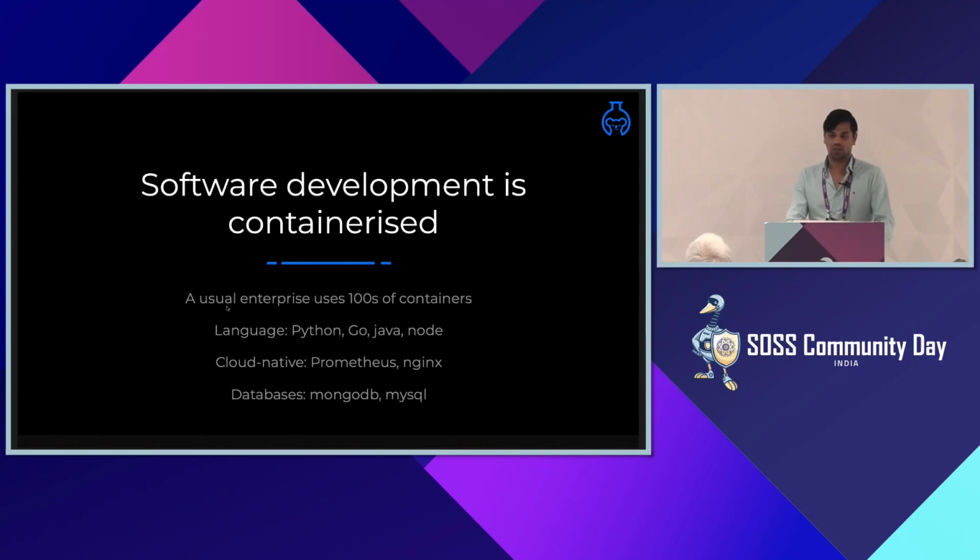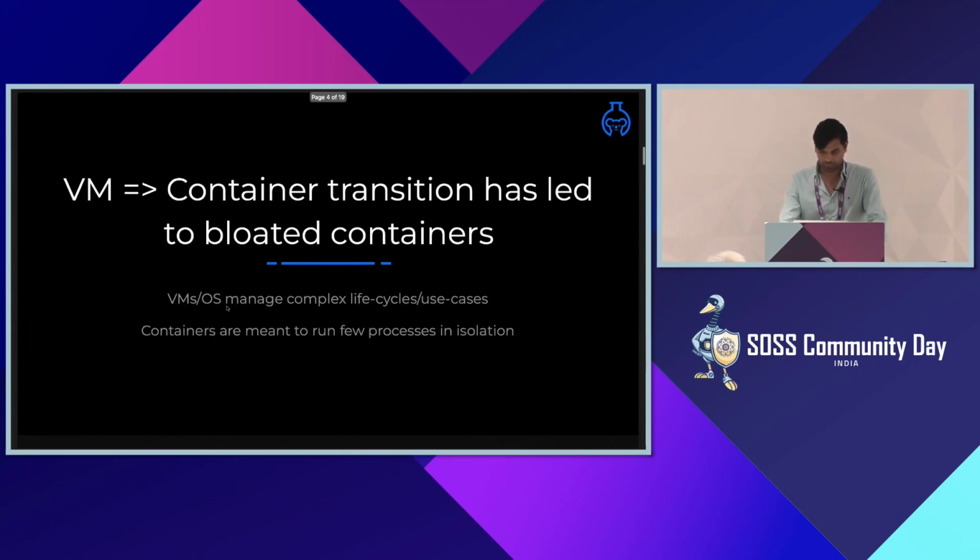As we know, software development today is containerized and organizations run hundreds of containers, be it a language runtime, a cloud native stack like Nginx, or a database. The off-the-shelf container images that I'm talking about are built using a VM-focused distro, and that is why we say this transition from the VM era to containerization is one of the key reasons for all the bloat that we see.